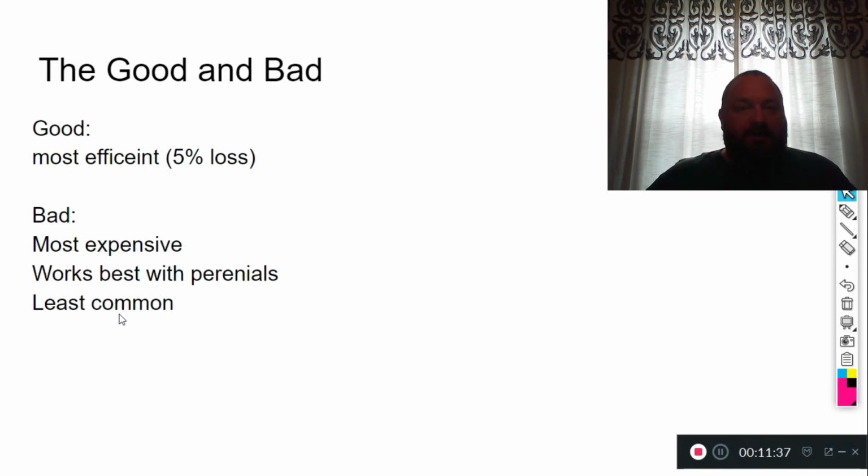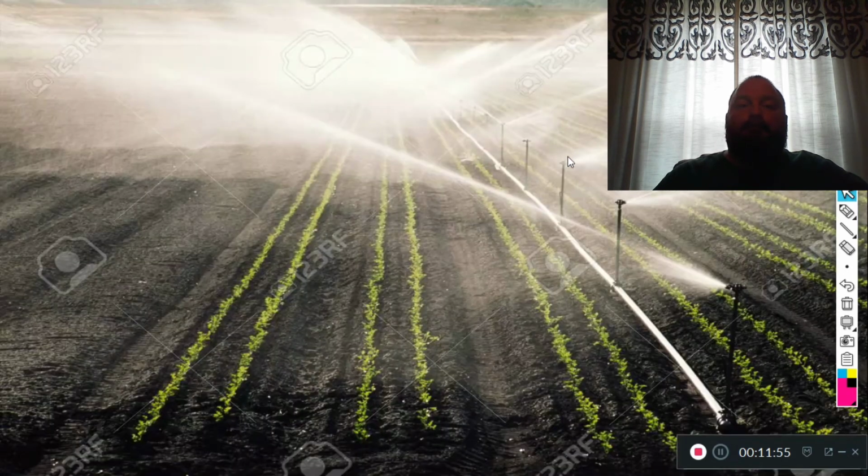Those are some of the smaller farms. I guess apple orchards and orange orchards and things like that, yes. But a lot of times with those trees, we don't water those anyway. Those are left to water through rainfall. So this is a method we should be using. We don't use it because it's the most expensive and least common.